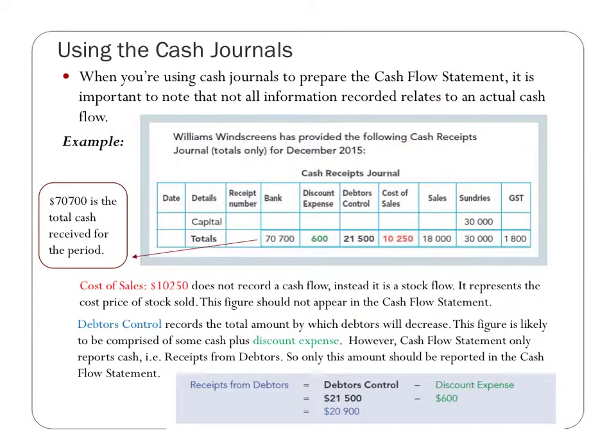Okay, so let's have a look at an example taken from your textbook. Williams Windscreen has provided the following cash receipts journal for December 2015. In the cash receipts journal, you should be familiar with all the different columns and what they stand for. So in the bank column, 70,700 is the total cash received for the period. Have a look at these columns. Which one do you think doesn't relate to an actual cash flow?